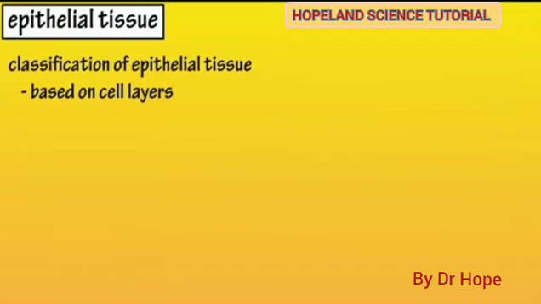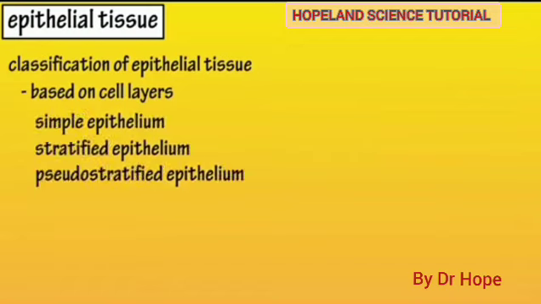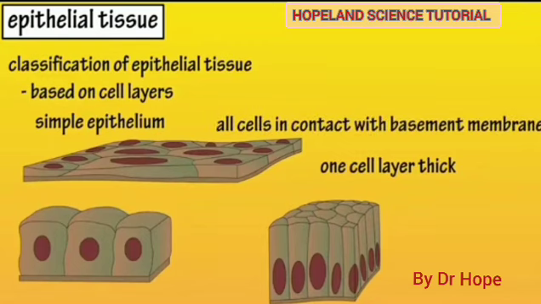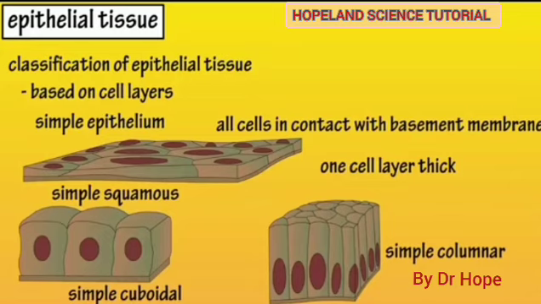Based on cell layers, epithelial cells are classified in three different ways: simple, stratified, and pseudostratified. Simple epithelium is only one cell layer thick, and all cells are in direct contact with the basement membrane. There is simple squamous, simple cuboidal, and simple columnar epithelium.